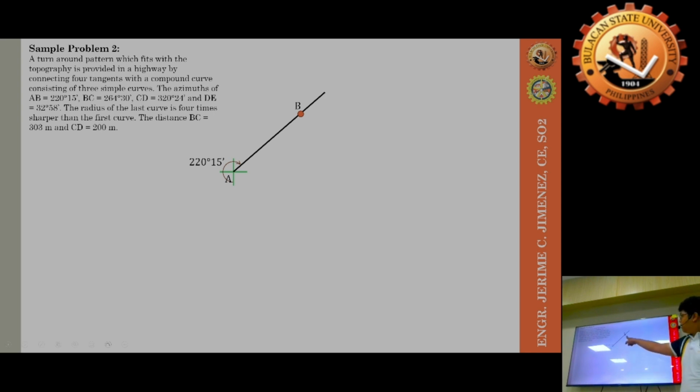Next, i-plot natin si BC. So from B tayo. Then kuha daw tayo ng 264 degrees 30 minutes. So that is your angle, yung azimuth natin, then we draw a line. So from that, ito yung point natin, that will be your point C.